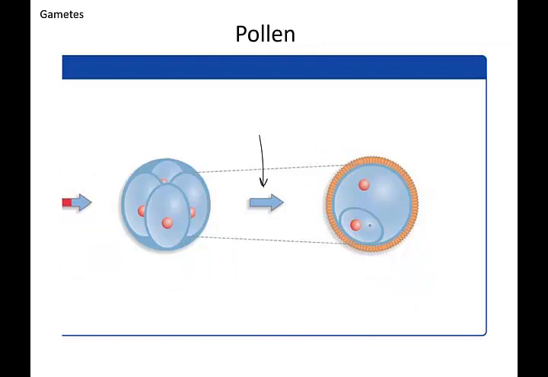Same with the pollen. I stopped here in the middle, where there were 2 nuclei in the single cell, but in fact one of those is surrounded by a plasma membrane in the finished pollen.